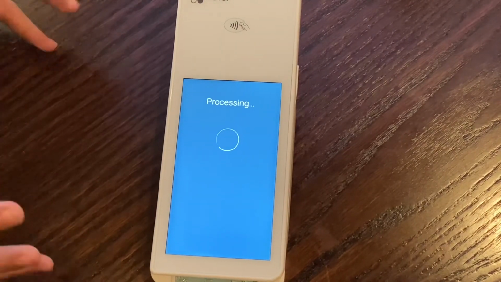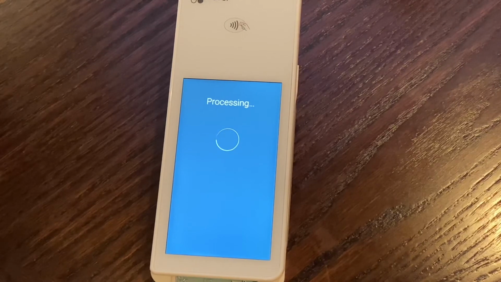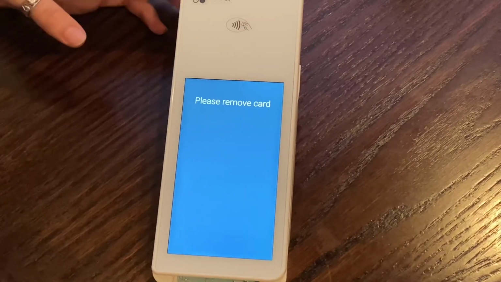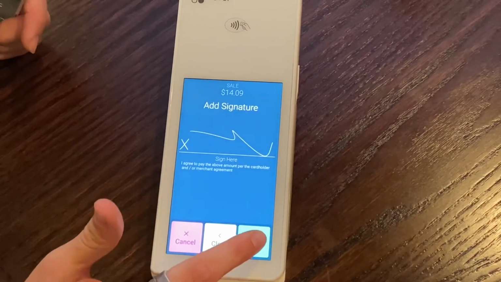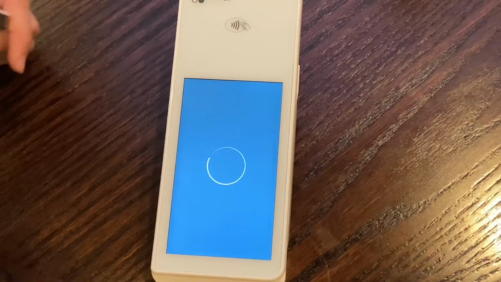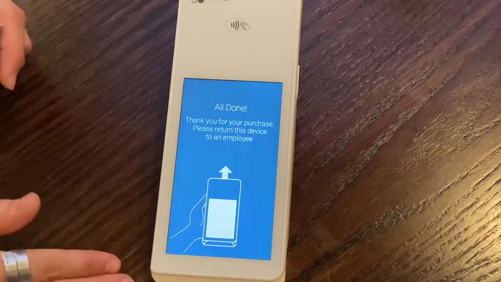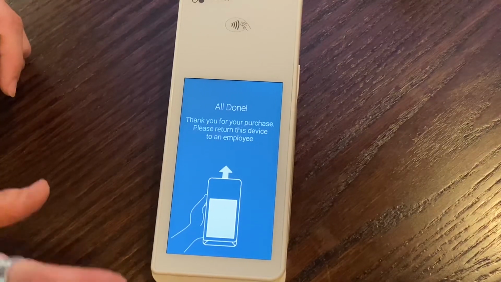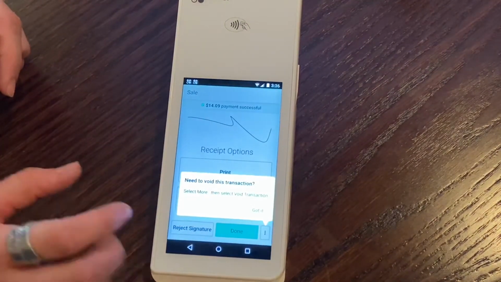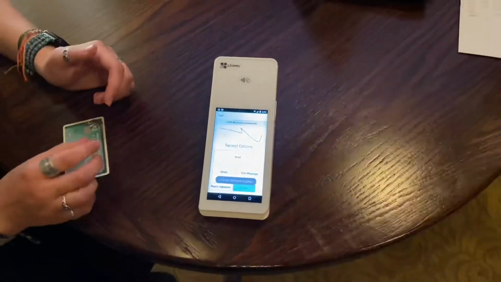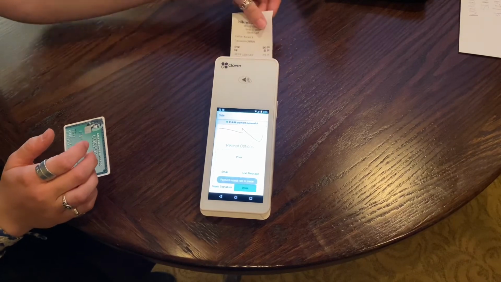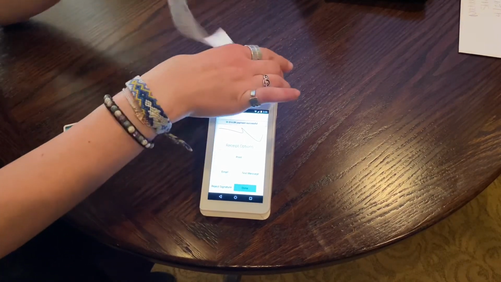At this point, it usually will either prompt for a PIN or a signature. It's kind of dependent on the card. Remove it, and then a signature by the member, and then done. So at this point, they were charged, and then it'll bring you to this screen that says all done. At this point, you just want to tap this screen once, and it's going to bring you to this screen, and just hit print, and it is going to print you a receipt of that charge on that card.